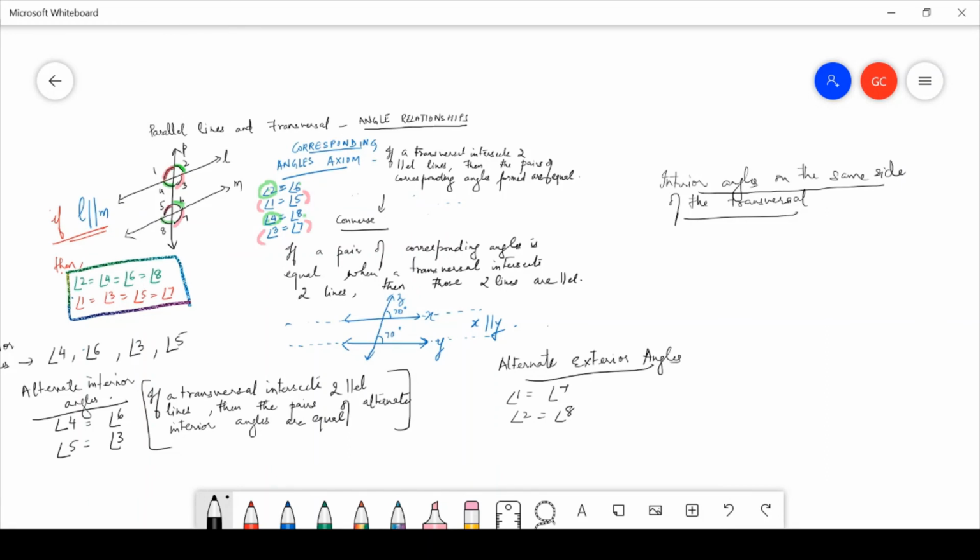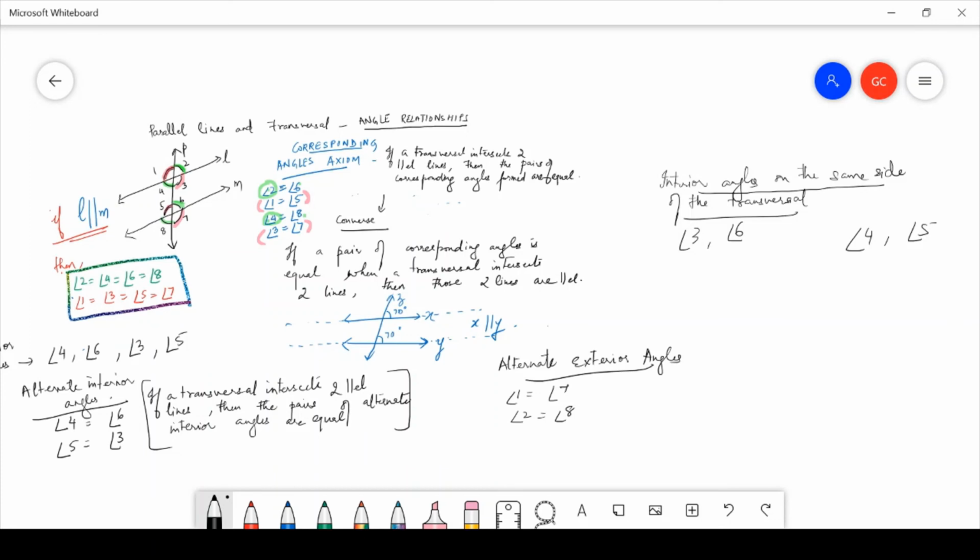Same side of the transversal and interior, that is angle 3 and angle 6. That's on the same side. One other pair is angle 4 and angle 5. These are both on the same side of the transversal and are interior. So what's the relationship between them? A very curious, very interesting relationship emerges from this.